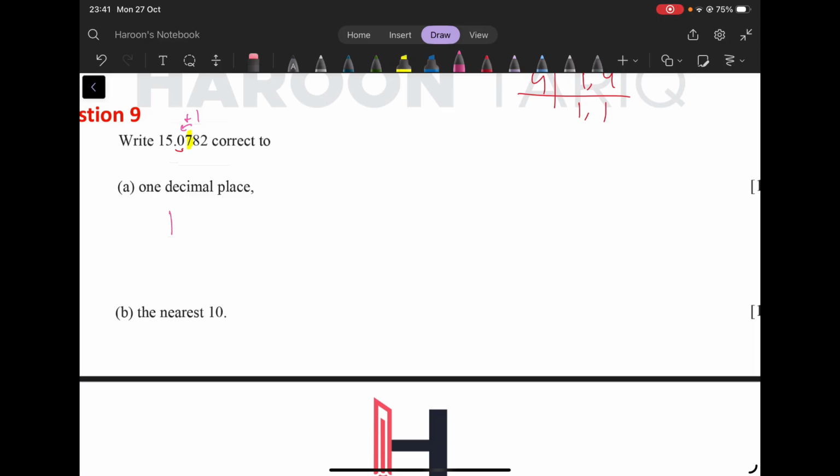This becomes 15.1. Now nearest 10, tens would be like 10, 20, 30, 40. 15, is it closer to 10 or 20? Because this digit is 5, we basically round it upwards. So this is closer to 20 than 10. So 20 would be the answer.